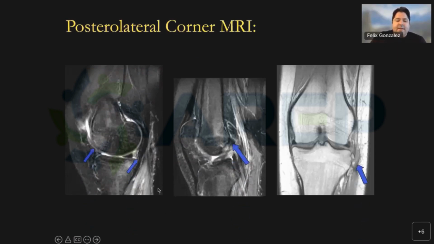So in addition to that, you can have, this is the different settings. You can see a Segond fracture here with basically an ACL injury, and then you can see concomitant injury at the posterior medial capsule with edema posteriorly.